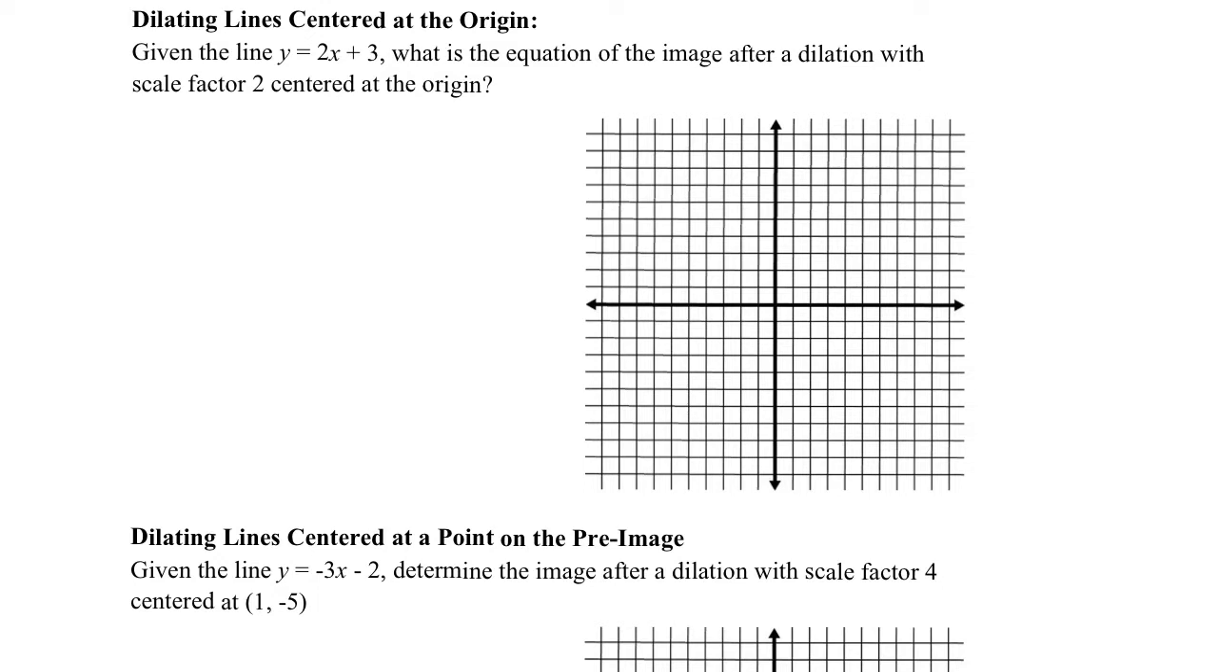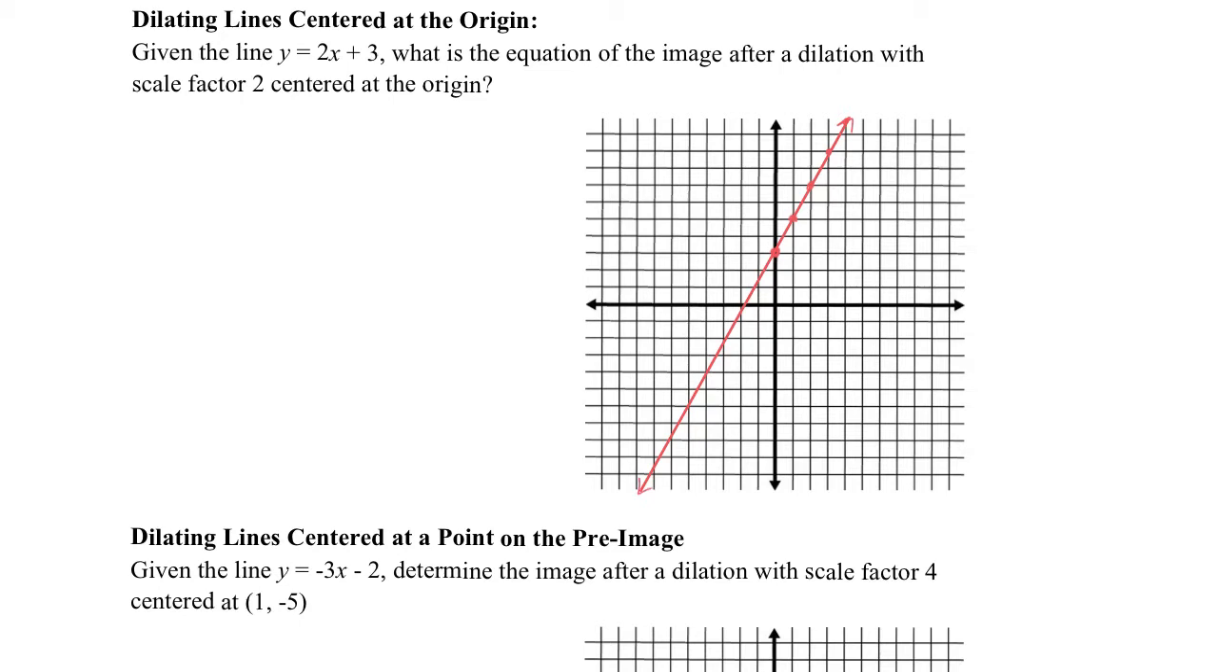So if I take this line, I'm just going to plot it really quick. If I have y equals 2x plus 3, that has a y-intercept of 3 and a slope of 2. So let me just plot this really quick so that I can show you. Okay, so here's my line. Looks kind of like that. There's y equals 2x plus 3.